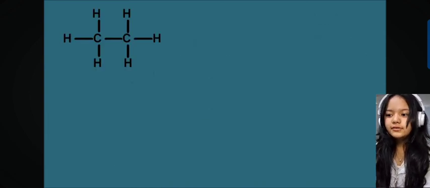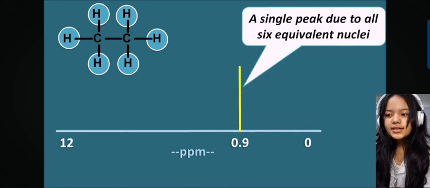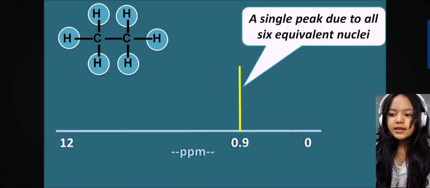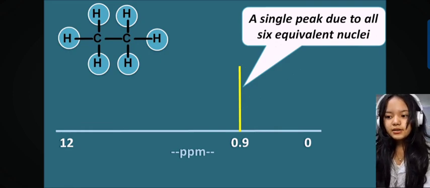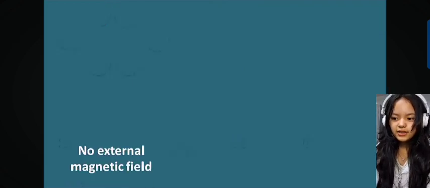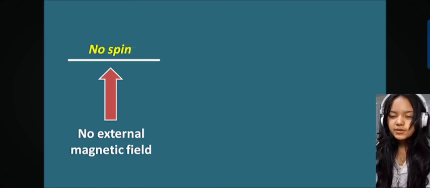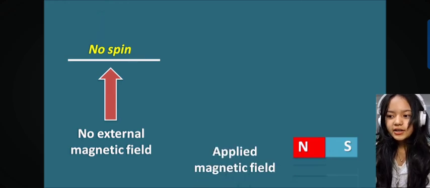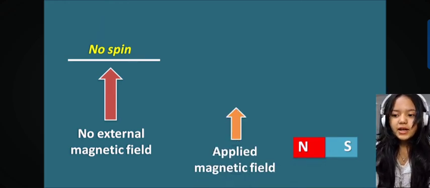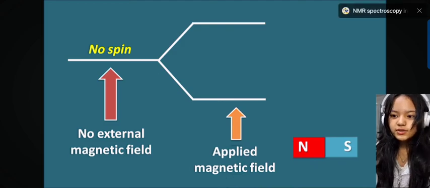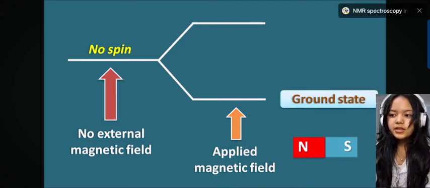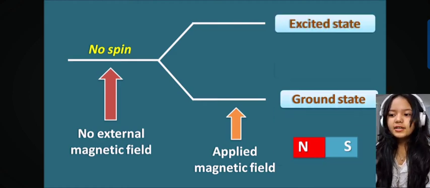Now ethane has 6 equivalent protons. Since all the protons are equivalent, they will give a single peak in the NMR spectroscopy. But here, the proton can give the NMR signal when we apply the magnetic field externally. When there is no external magnetic field, the nuclei will not have any spin, so the spin is 0. But when we apply a magnetic field, under the influence of this externally applied magnetic field, the nuclei can have two spin states. The spin in low energy can be considered as the ground state, and the other spin state, which has higher energy, can be considered as the excited state.